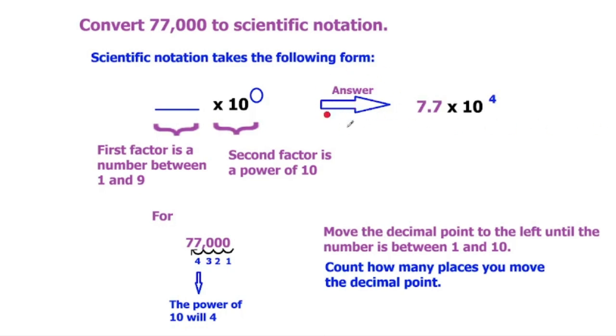So our answer is going to be 7.7, right? Because we have 7.7 here times 10 to the 4. And that's it. That's how you change to scientific notation. It's not very complicated. And don't worry, you could just rewatch the video if you didn't catch that right away.